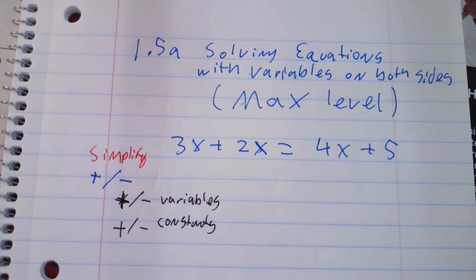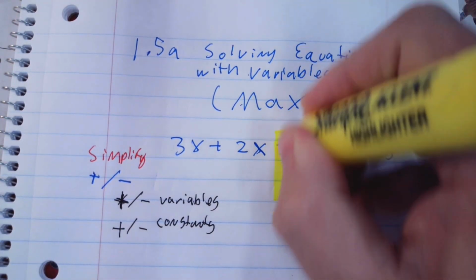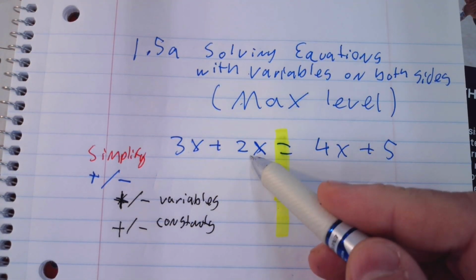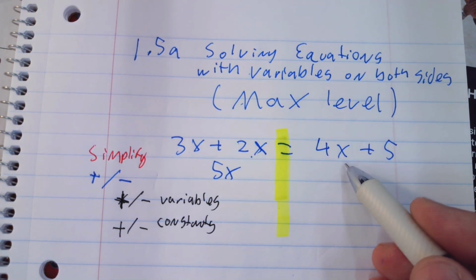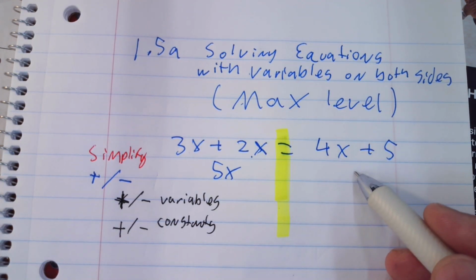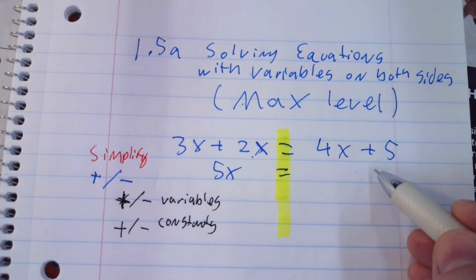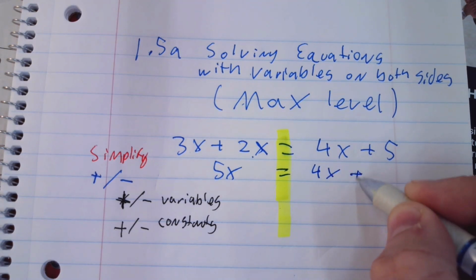Okay, and when you simplify, it's on only one side of the equal sign. Okay, so 3x plus 2x, I'm going to add that and it'll be 5x. I can't add the 4x to it because it's on the opposite side of the equal sign. So simplification happens on one side. Let's see, this side is as simple as it gets. Okay, now we need to solve.